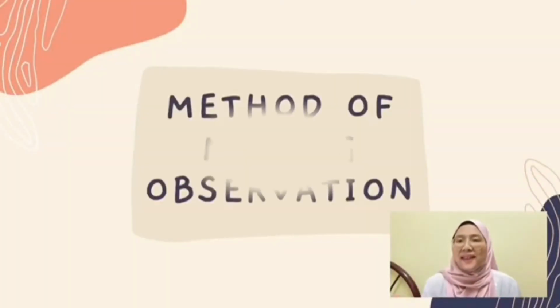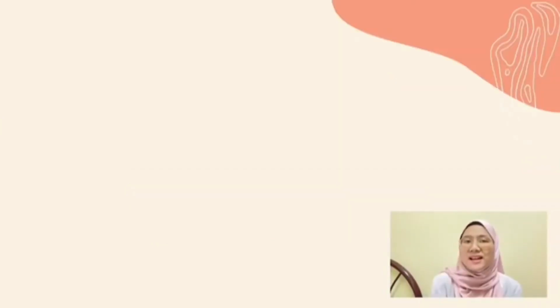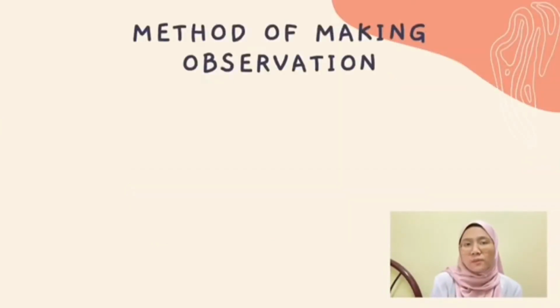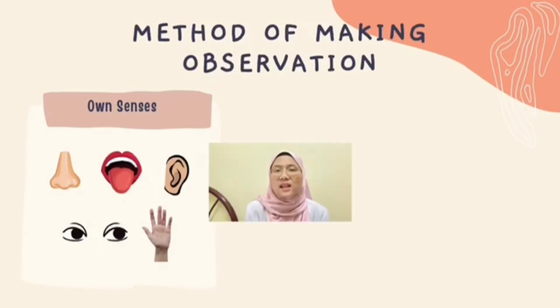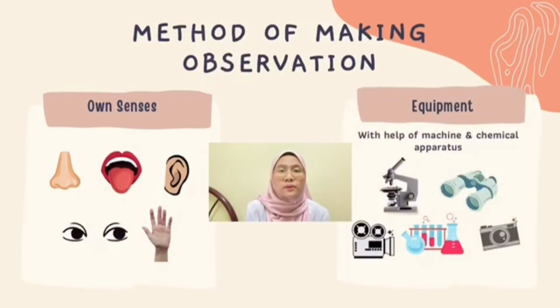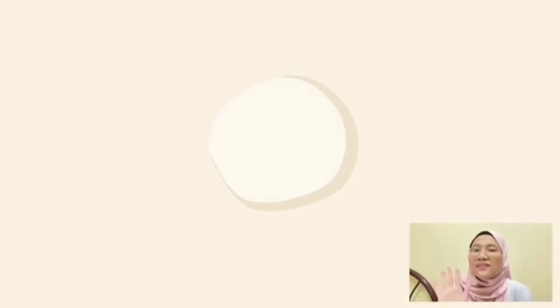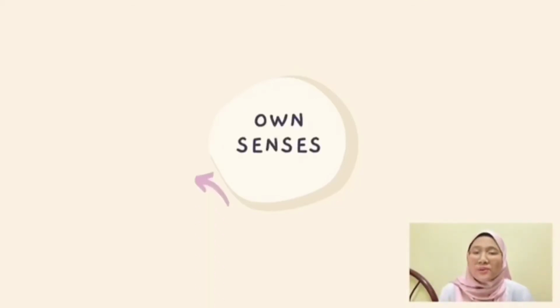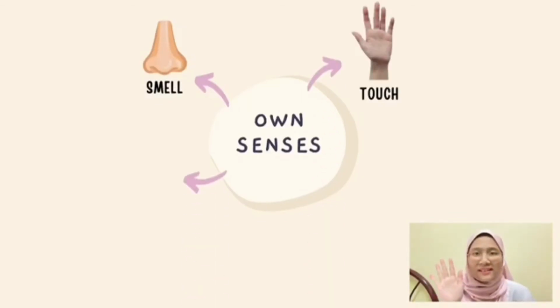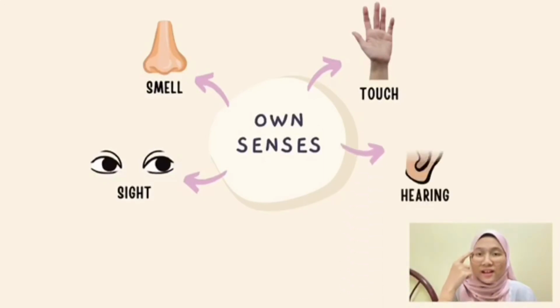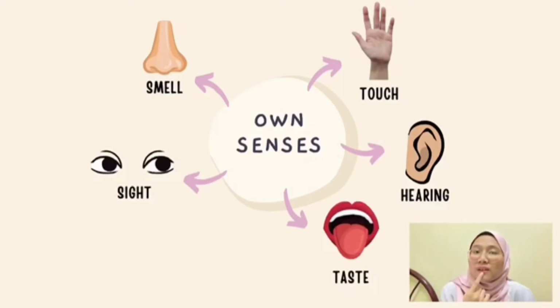So next everyone, we are going to discuss the method of making observation. Everyone, there are two methods of making observations that we are going to discuss today. The first one is using our own senses, and the second one is using tools or equipment. There are 5 senses that are used, which are smell, we use the nose; hand, for touch; sight, we use eyes; hearing, we use our ears; and taste, we use our mouth and tongue.